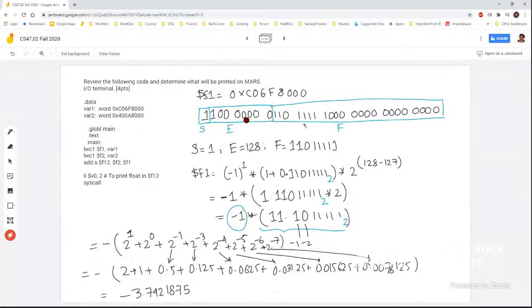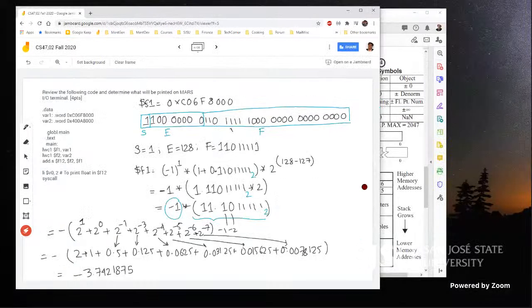Now we need to do the next one, which is under F2. So F2 will have a pattern of 0400A8000. Okay, so at this point, I will open up the breakout room, work with your peers to come up with the fractional value of this pattern. Breakout room for 10 minutes.